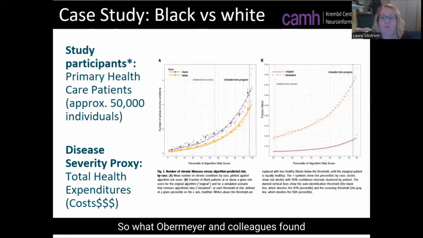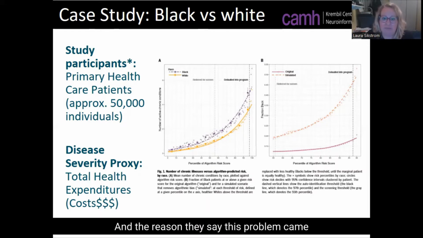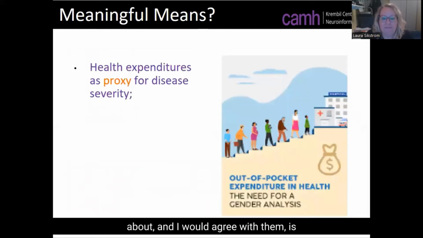So what Obermeyer and colleagues found was that actually this algorithm was underestimating disease severity in Black clients. And this is a great paper because it's very thoughtful. It also identifies solutions for this problem. And the reason they say this problem came about, and I would agree with them, is that one of the issues was that they used health expenditures as a proxy for disease severity. And why might that be a problem?